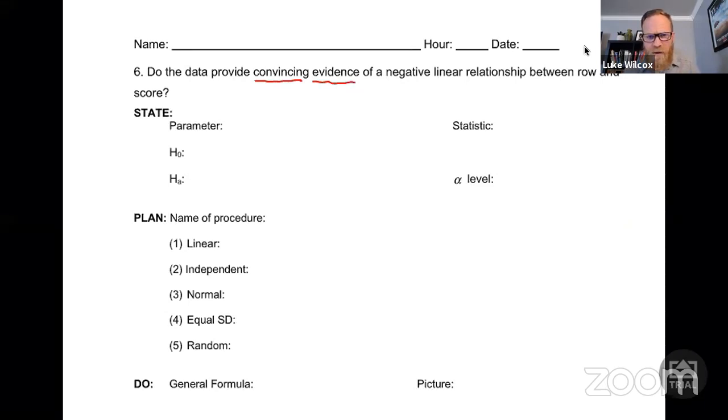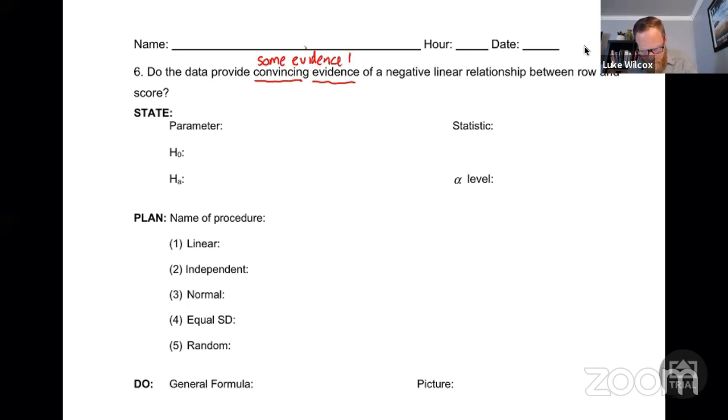Now, before we jump right in, let's talk about this idea of convincing evidence. And maybe before we talk about having convincing evidence, we want to check to make sure that we just have some evidence to begin with. So the question is, do we even have some evidence of a negative linear relationship between row and score? And certainly we saw on the previous page that we do have some evidence, right? The slope that we were given is a negative slope.